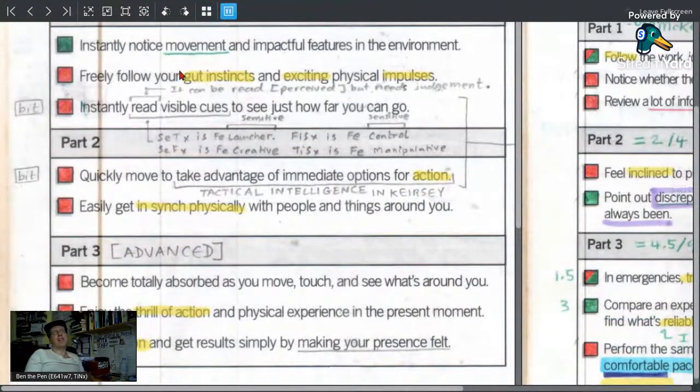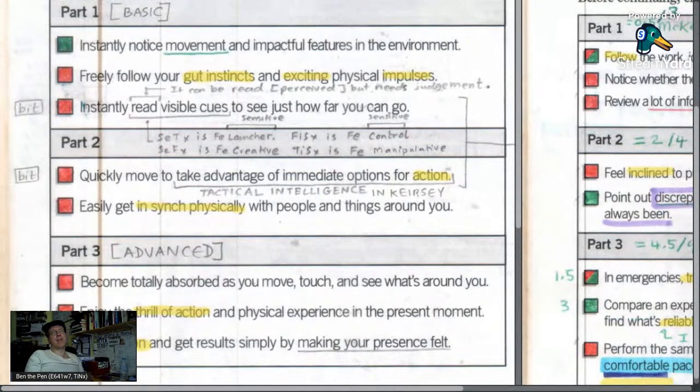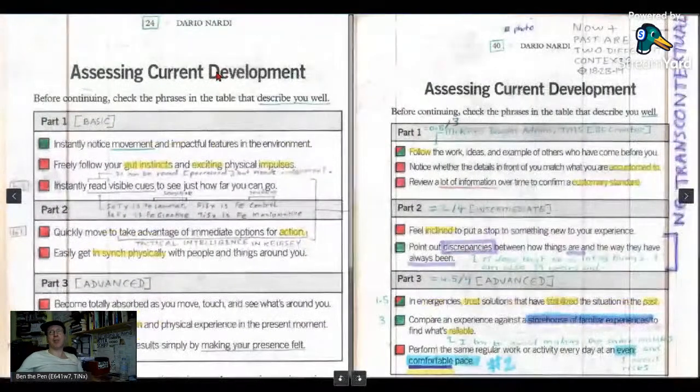This bit here, instantly notice movement and impactful features in the environment. Okay, ISTJ is going to be pretty good at that. Freely follow your gut instincts and exciting physical impulses. No, it goes against the temperament of ISTJ, because ISTJ is more towards this. ISTJ would tick all these boxes. Literally.